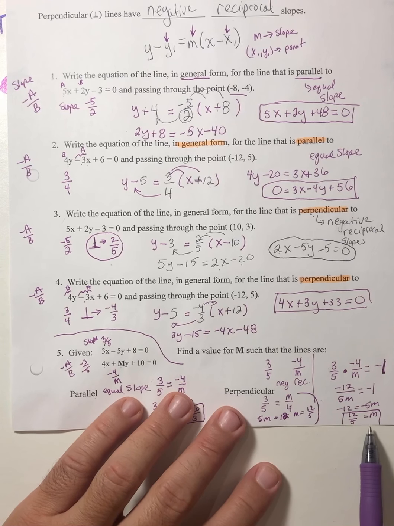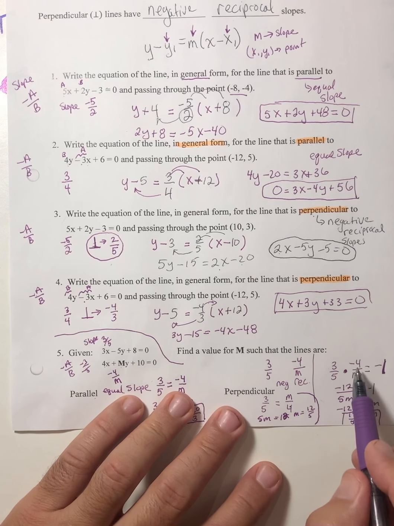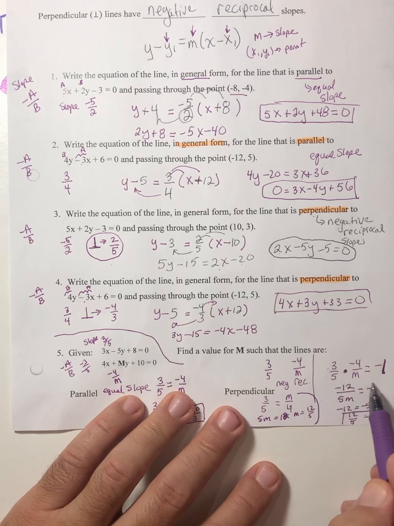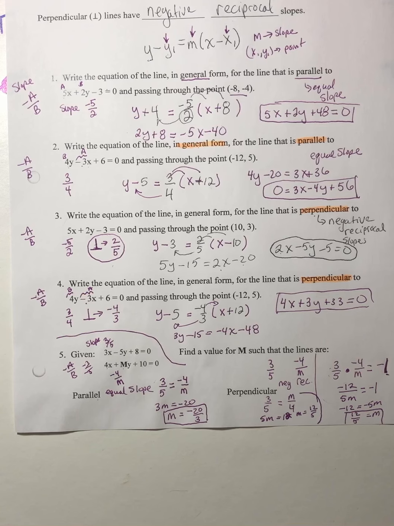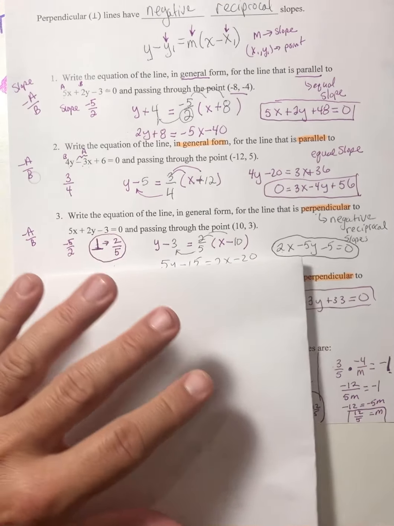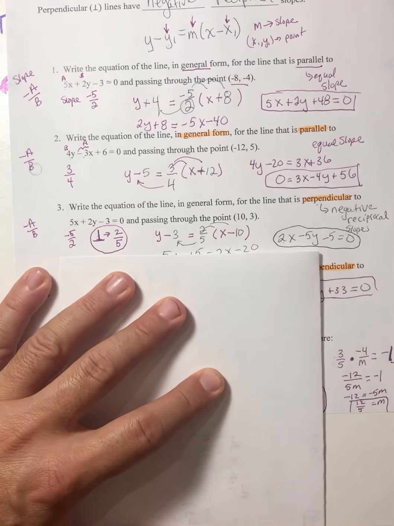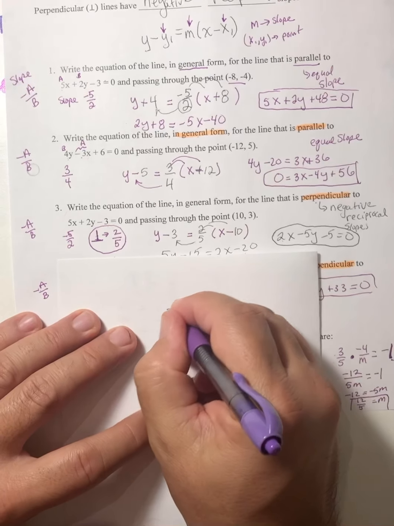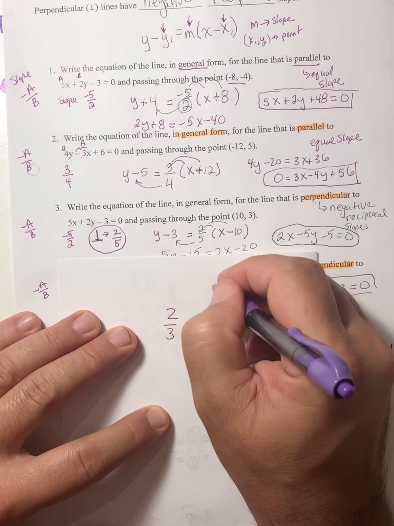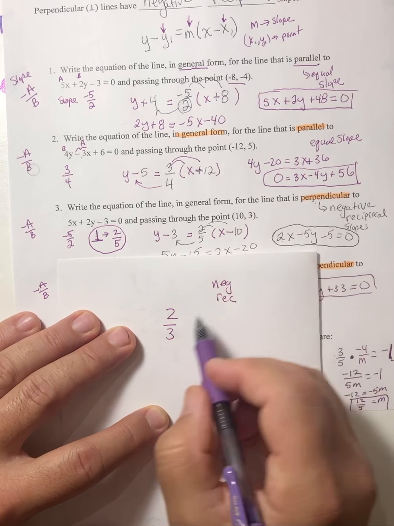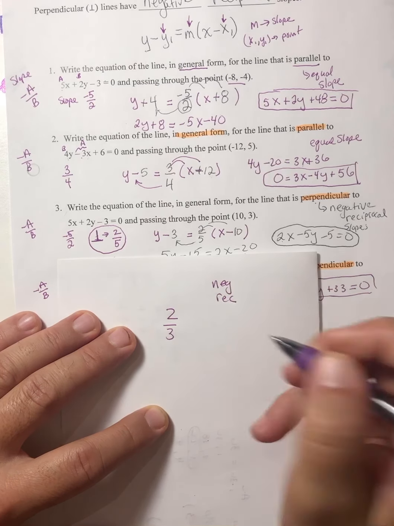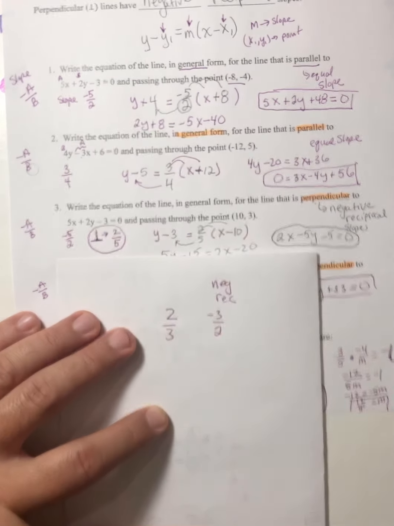I'm just showing you that I can multiply these two together for perpendicular and set it equal to negative 1. Well, all right, let me show you why I can do that. Let's look at some fractions. 2/3 and the negative reciprocal. What's the negative reciprocal of 2/3? That's right, negative 3 over 2.